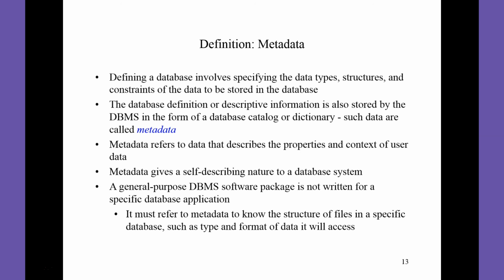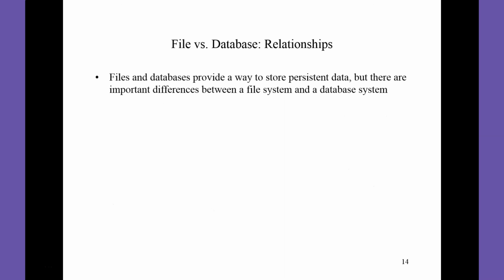So metadata includes descriptions of the properties or characteristics of the data, including data types, field sizes, allowable values, and data context. This is the information that we gather as we're designing a database. Files and databases provide a way to store persistent data, but there are some important differences between these two approaches.